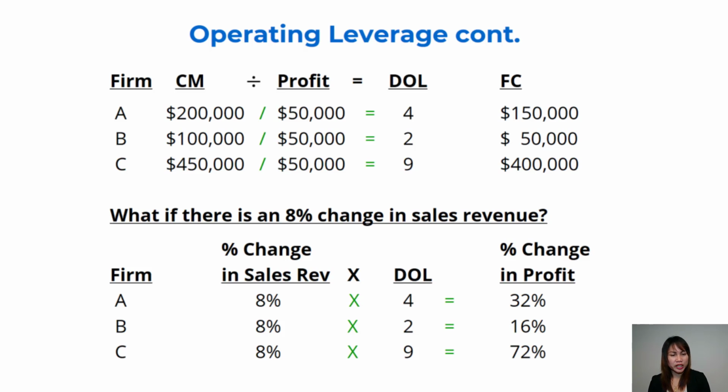As per the calculation here, if there is a decrease of 8% in sales revenue for firm C, they will have a 72% decrease in profit. But if there is an increase of 8% in sales revenue, firm C will also have 72% increase in profit.